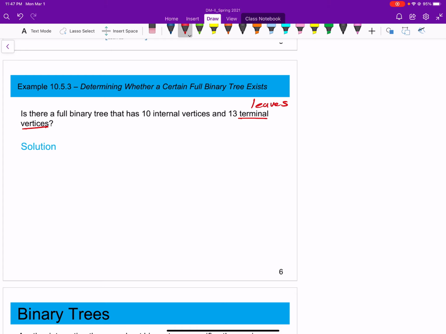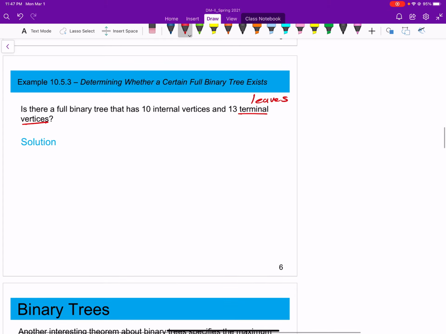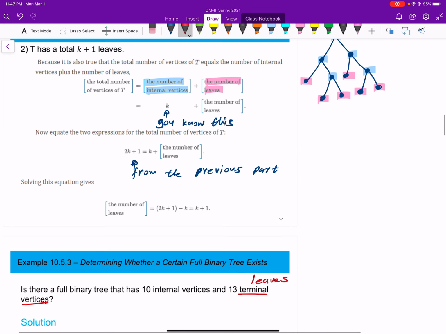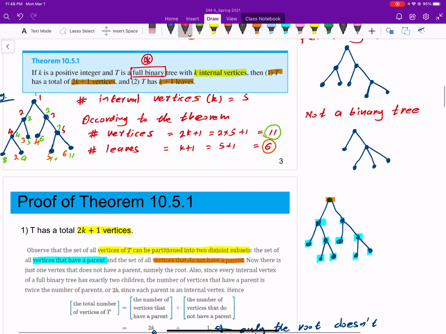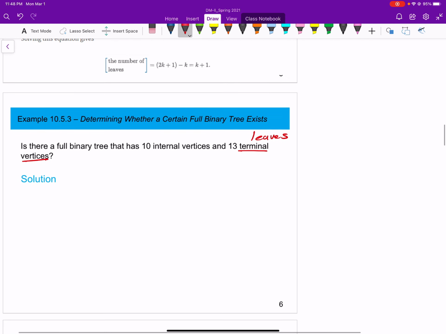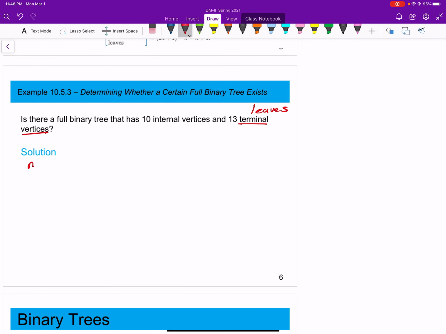Alright, we can just check whether this is true or false. For that we could use theorem number 10.5.1. By theorem 10.5.1.